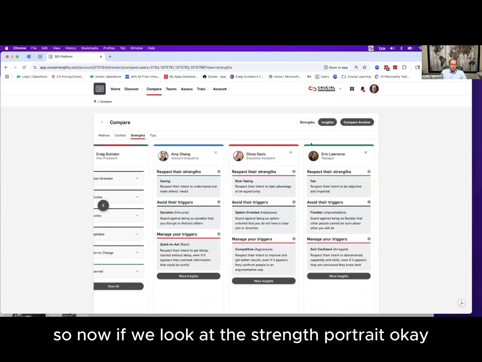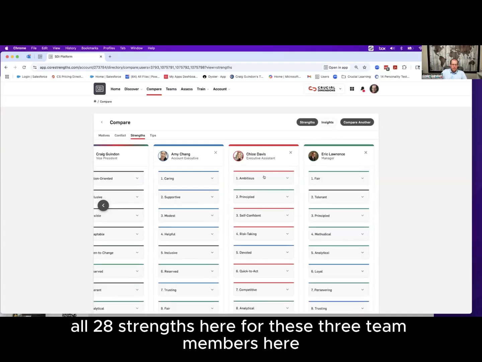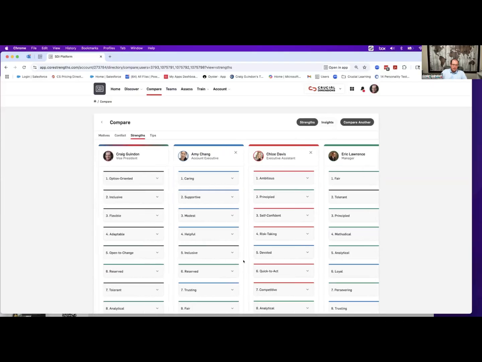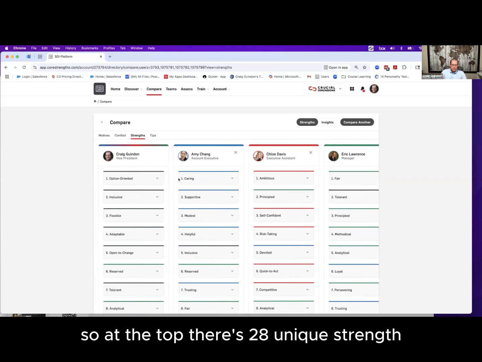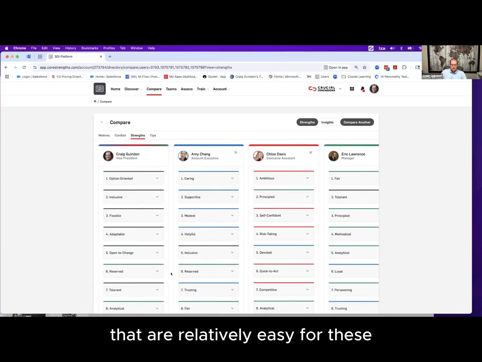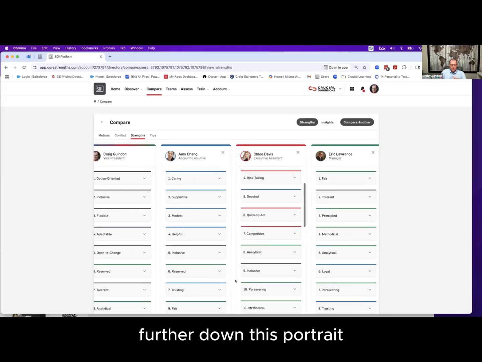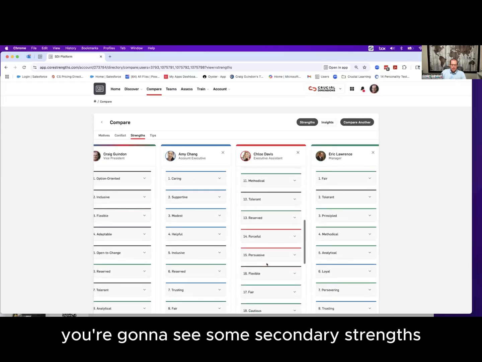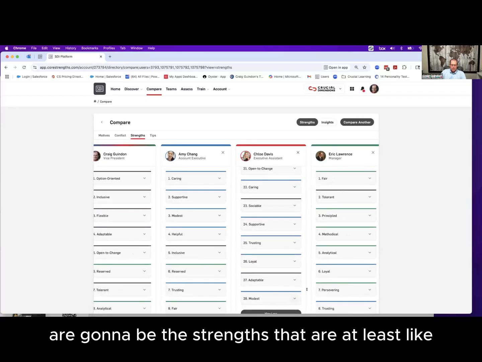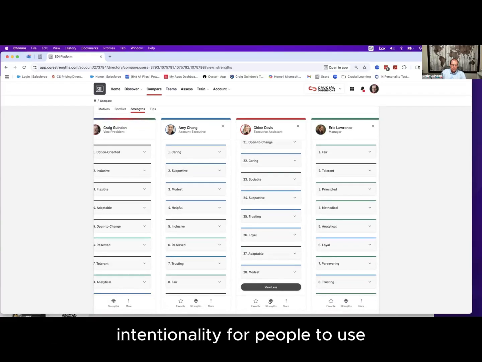So now if we look at the strength portrait, the strength portrait allows us to look at all 28 strengths here for these three team members in comparison to my strengths. So at the top, there's 28 unique strengths. So 1 through 6 are going to be those top strengths that are relatively easy for these individuals to bring to work every day. And then as we move a little bit south, further down this portrait, you're going to see some secondary strengths. And then at the bottom are going to be the strengths that are least like that person. Takes a little bit more effort and intentionality for people to use.